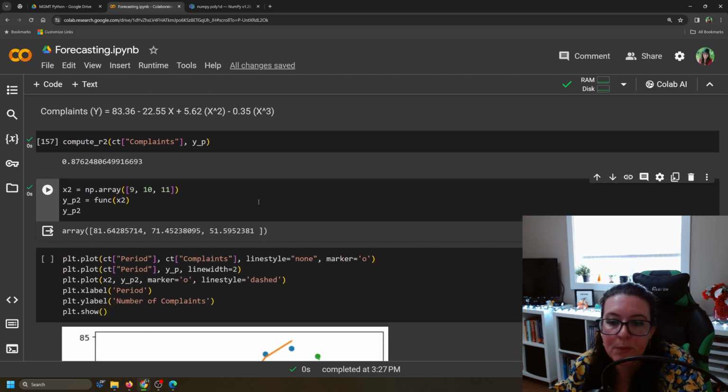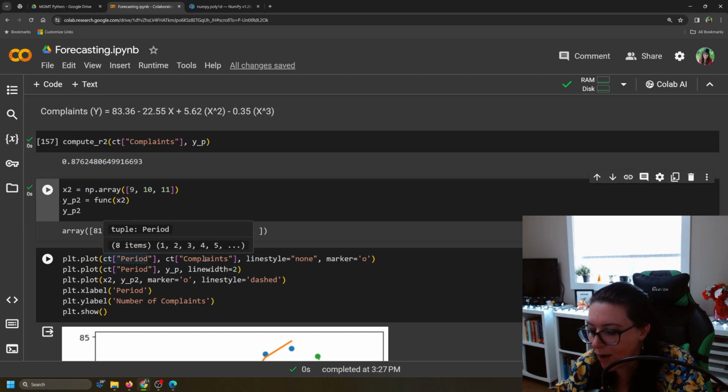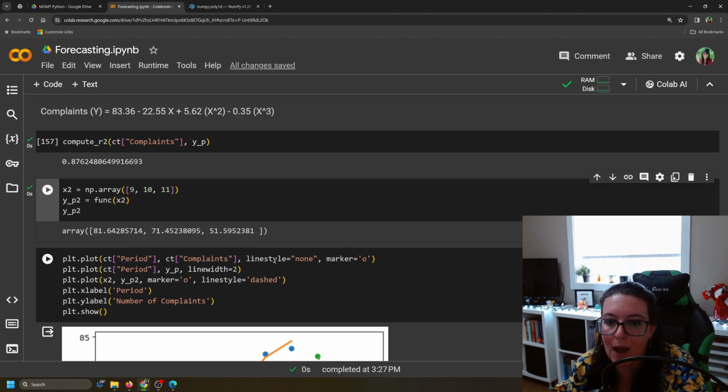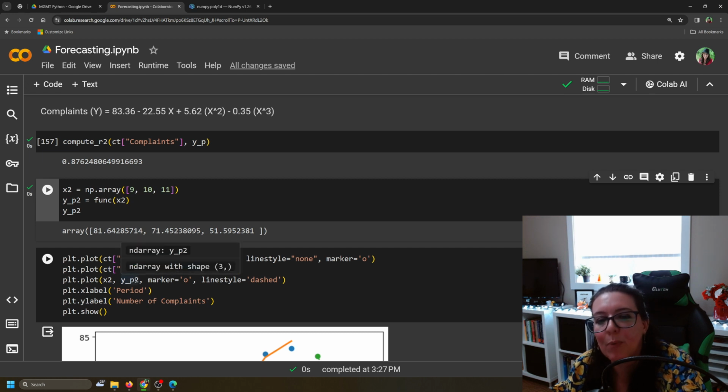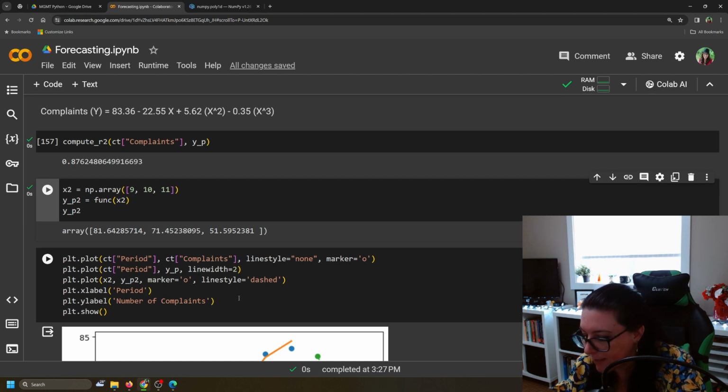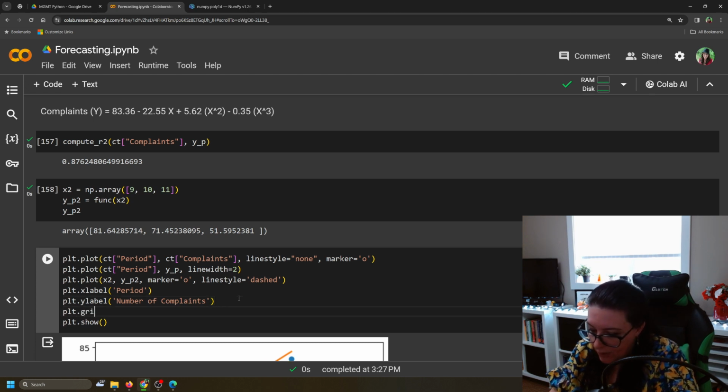So we can plot this information and see if that matches. So we're going to plot the actual data, so our periods and our complaints, and we're going to put those as dots, no lines. Then we're going to plot the actual periods with our forecasted y values. That's going to be our polynomial of degree 3. We'll make that a nice thick line. And then let's plot our period 9, 10, 11 in the future and the predicted y's that go with it. Let's make those dots with a dash. We have our x-axis labeled period, our y-axis labeled number of complaints, and if you want to add a grid, you can do that too.